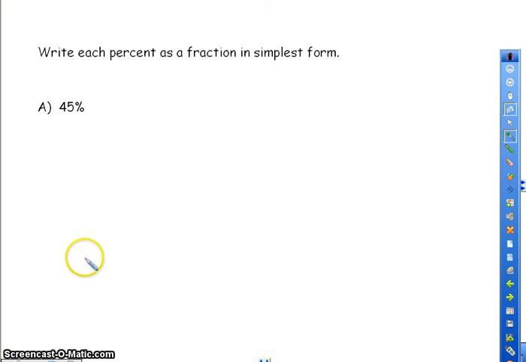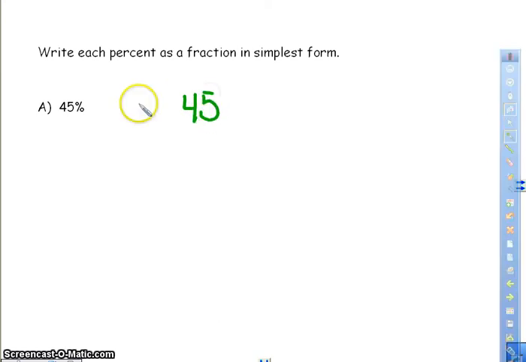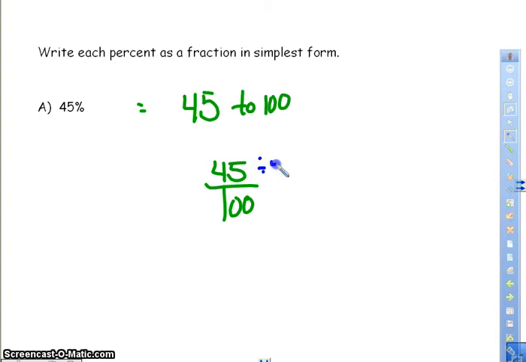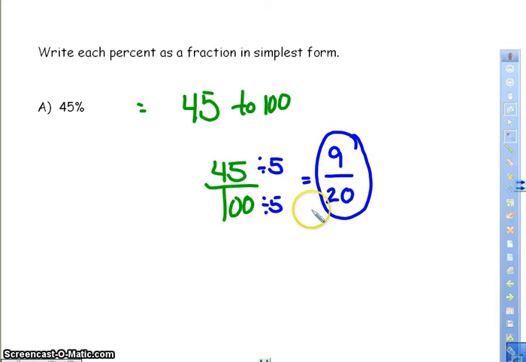Now we're going to write each percent as a fraction in simplest form. So now we're just going backwards. We're going to use 45%. And remember, percent is just a number being compared to 100. So I'm comparing 45 to 100. Since it's 45 to 100, it turns out to be 45 hundredths. Then you have to remember that it has to be in simplest form. So I'm going to divide here by 5. 45 divided by 5 is 9. 100 divided by 5 is 20. I can't simplify any further. My answer is 9/20.